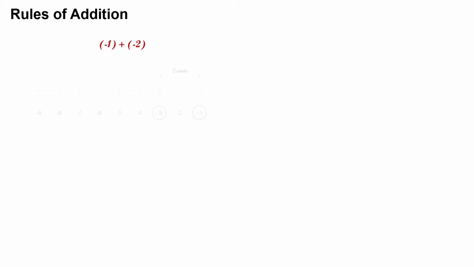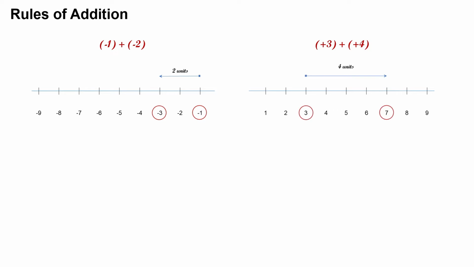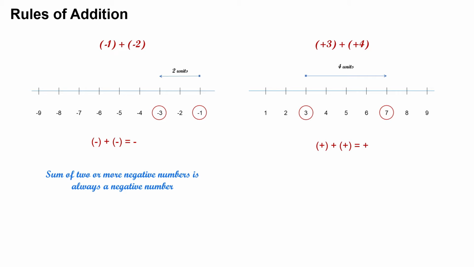Now let's look at these examples once more. On the right hand side, we have two positive numbers, and the answer was a positive number. And on the left hand side, we have the addition of two negative numbers, the result of which was a negative number. So what you need to remember is when you add two or more negative numbers, the answer will always be a negative number. Conversely, when you add two or more positive numbers, the answer will always be a positive number.